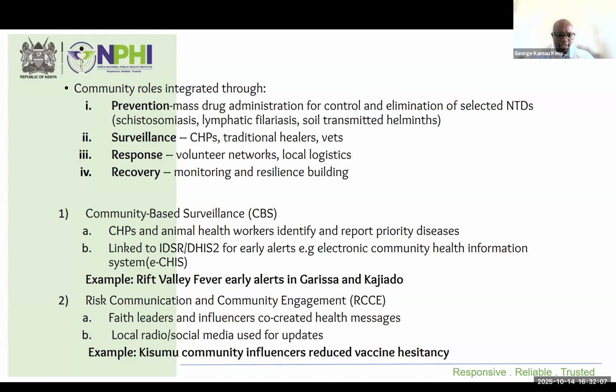So the other area is risk communication, where we have faith leaders, influencers and the imams, and we are able to even use local radio stations and social media. For example, in a county in Kisumu, we used community influencers, and we were able to reduce vaccine hesitancy, where we had some people having infodemics or misinformation about the vaccines. Next slide.